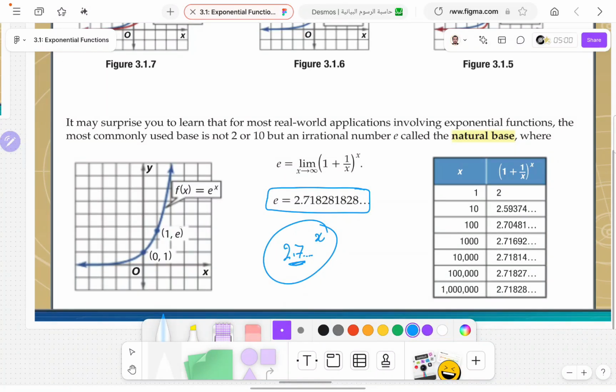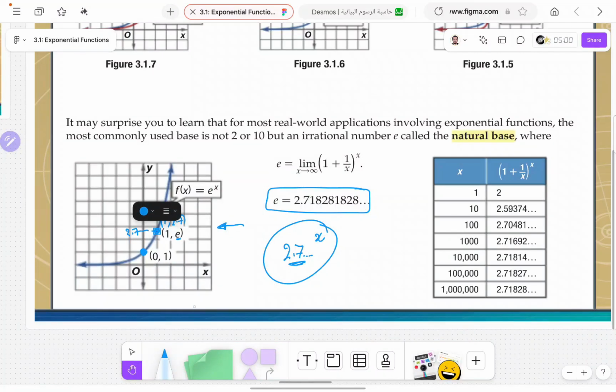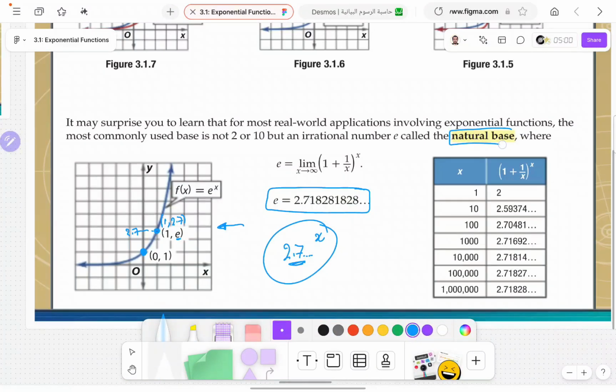And if you look at the graph of the base e, the center is still (0, 1). The next point is always (1, e), which is (1, 2.7). This one should be here at 2.7. So the first point is always (0, 1), and the second point is always (1, 2.7). Now this is the main idea of e, which we call the natural base.